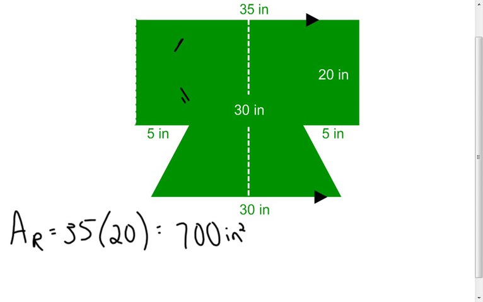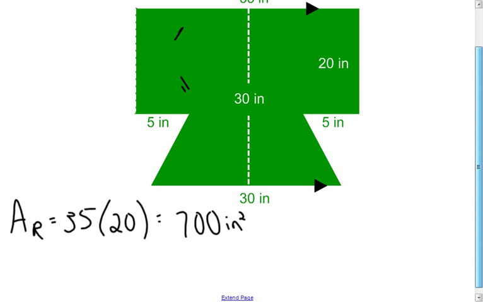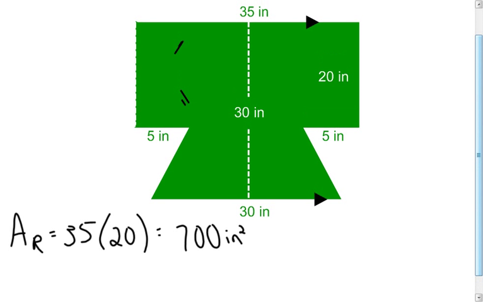Now I got to go to the trapezoid. Now on the trapezoid, I know I need the length of the two bases, and I know that the bottom base is 30 inches, but that top base, which would be right here, I don't have yet. So I'm going to come back up here and see that I know this is 35, this part's 5, this part's 5, so then what I need to do is 35, subtract out those two 5s, and I'm going to find out that that top base is going to be equal to 25 inches long. I also need to be able to find the height.